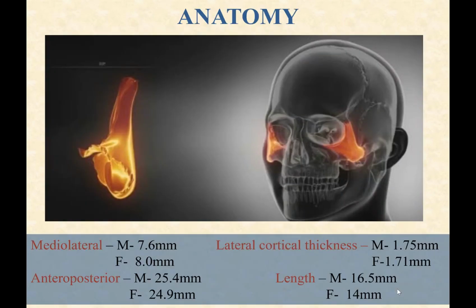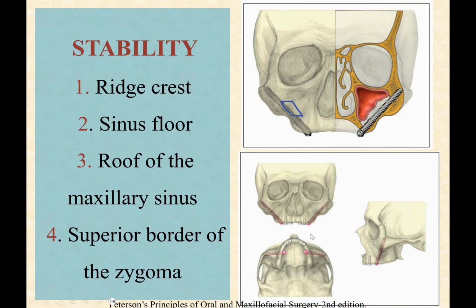Regarding anatomy, the zygomatic bone is present in the midfacial region. The mediolateral dimensions are 7.6 mm and 8 mm. Anteroposterior dimensions are 7 mm and 24.9 mm. Lateral cortical thickness includes 1.75 mm and 1.71 mm. In the length, it is 16.5 mm and 14 mm.